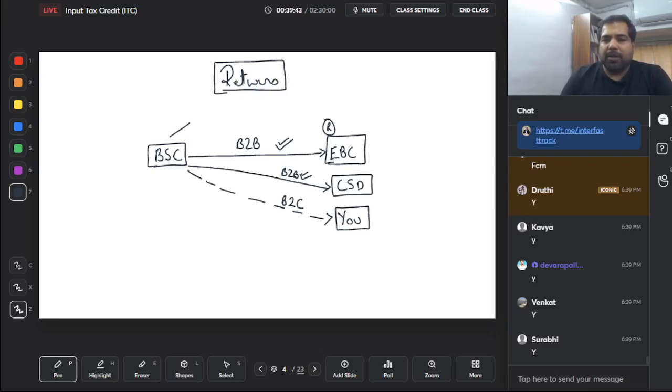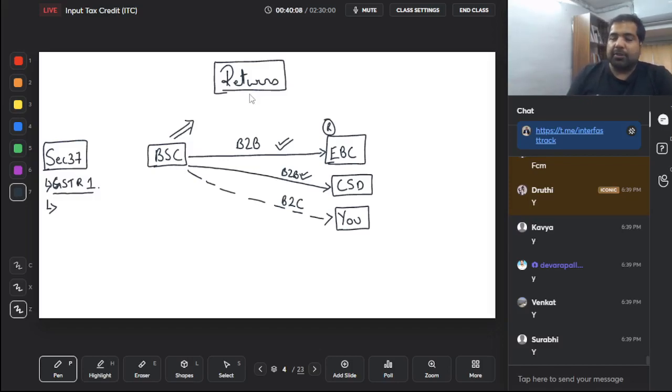Now guys, if EBC wants to take credit, battery supply company has to file a return and tell the government what all supplies they have made. And this is the first return under a section called section 37, and this return is called GSTR 1. GST return 1. Actually, it's not a return, it's just a statement of what all supplies I have made.